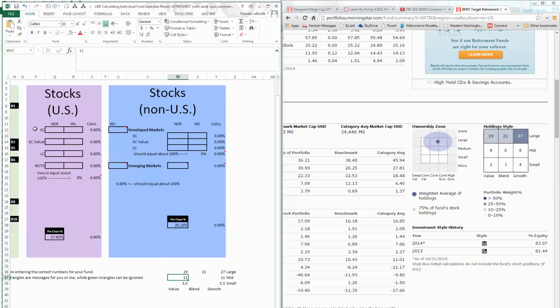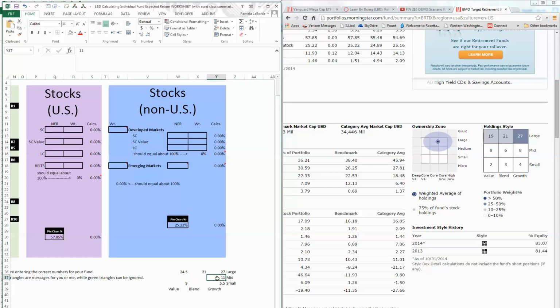Now, if you look over here, you'll notice there's no mid-cap section. There's only small caps and large caps. So I need to allocate the mid-caps. I'm going to pretend half of them would be small caps and the other half would be large caps. So I'm going to take this 11, split it in half, that gives me 5.5. I'm going to take the 5.5 and add it to this 3.5, that's going to give me 9. The other 5.5 I'll add to this 19, that's going to give me 24.5. I've gotten rid of that 11.